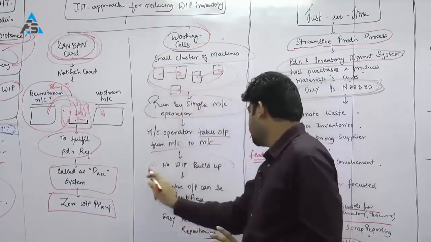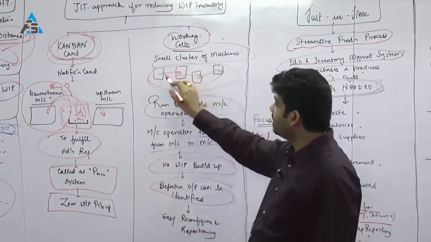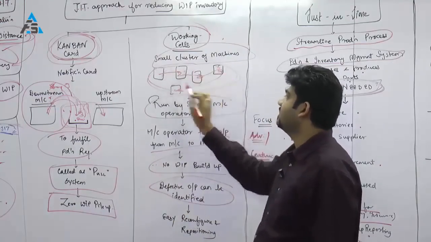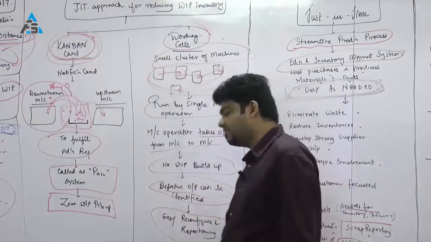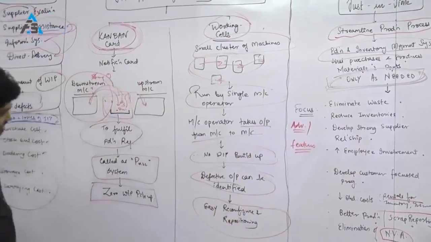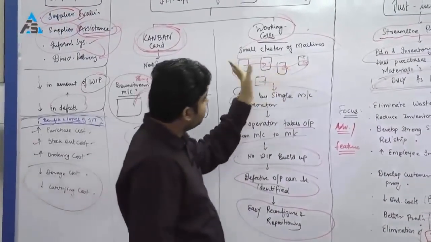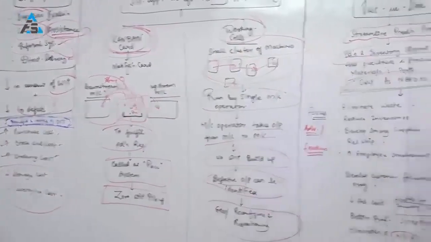अननेसेसरीली पाइलअप नहीं होगा, no WIP buildup and defective output can be identified, बिकॉज एक ही बंदा कर रहा है ना. सो यहाँ से यहाँ, यहाँ से यहाँ, पूरा एक ही कर रहा है. So defective output can be identified and easy reconfigure and repositioning. So उस हिसाब से मुझे अगर फिर बाद में कुछ customization भी करना है, वो एक बंदे को बोलूंगा, he will automatically take care of everything. So that is what your working cells are going to do.